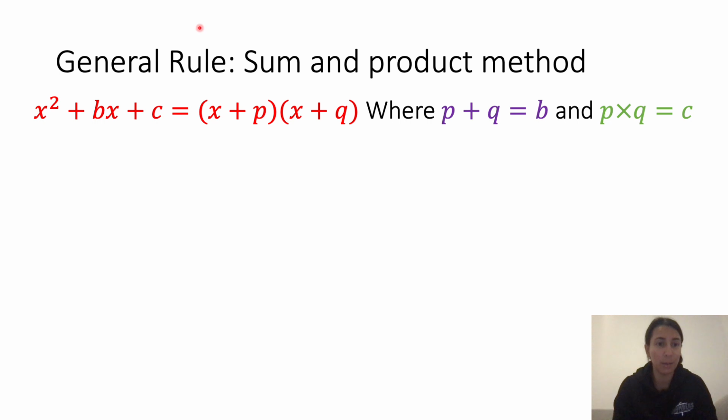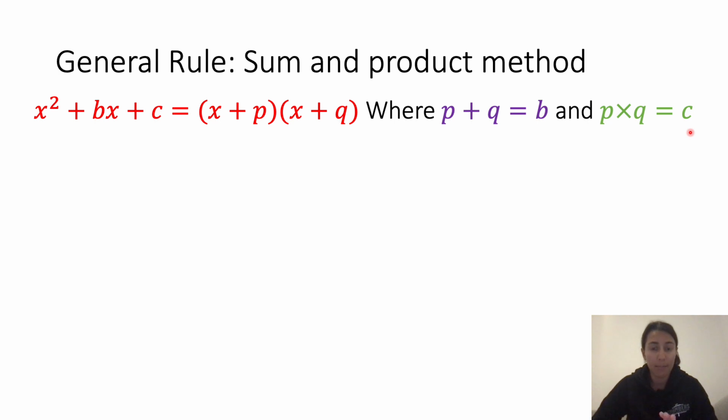In general, if you have something that looks like x squared plus bx plus c, you'll end up with a form that looks like this: x plus p, x plus q, where when you add p and q, those two added together give you the value of b. And when you multiply p and q, the product of those two numbers gives you the value of c.